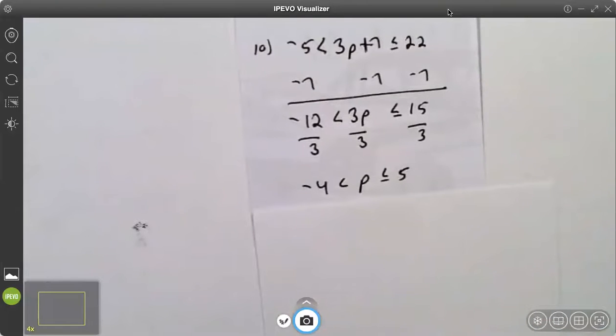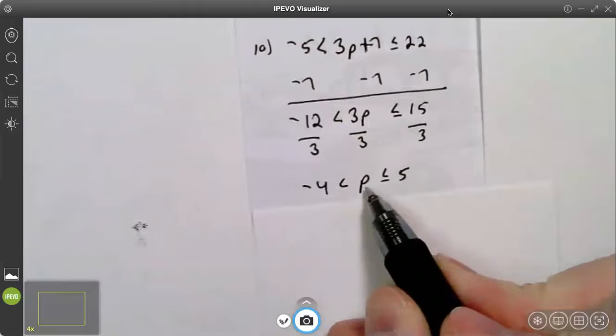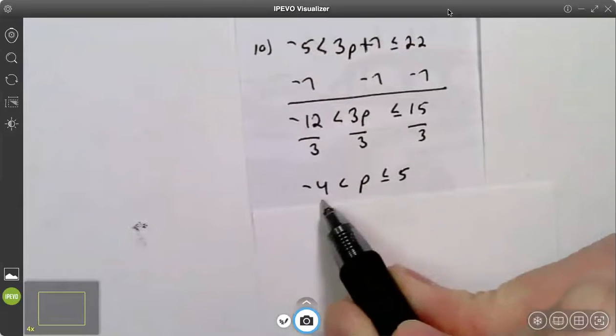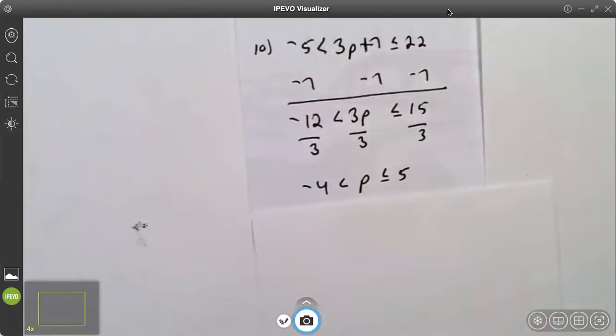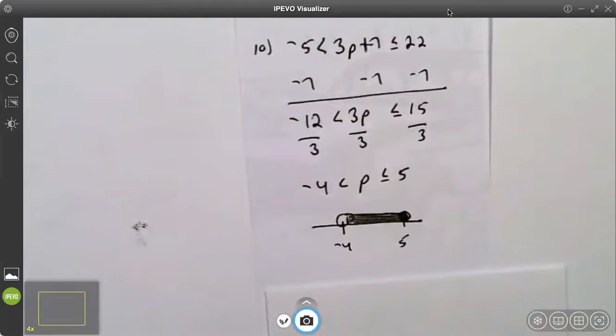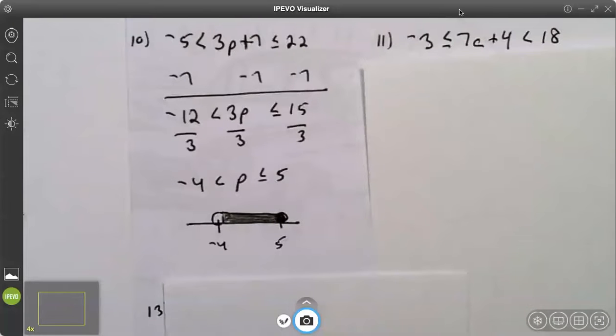Now I have to get rid of times 3, so I divide 3 to all 3 columns. And now my answer is written just like it's supposed to be with my P, what is graphed, in the middle, my smaller numbers on the left, my bigger numbers on the right. All I have to do now is graph that, and my graph looks like this. You can try number 11.